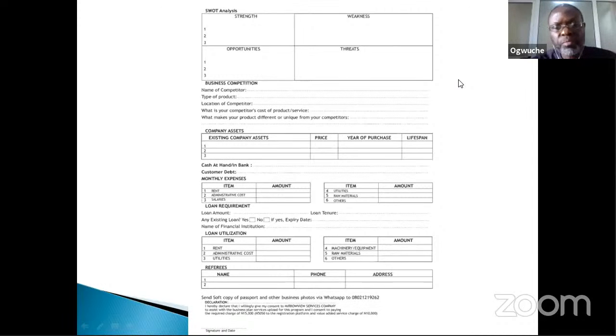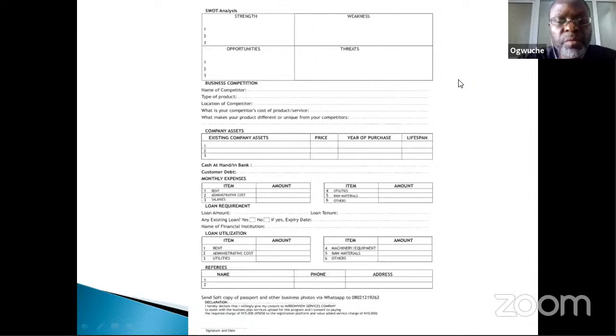But if you don't have any and you're just trying to start a business, even your own personal vehicle becomes part of the company assets. You can indicate it. If you have a car, you can write it out as part of your company assets. It doesn't have to be that you must have a company. All those assets that are personal to you, your laptop and things like that, can all be listed as your company assets. Cash at hand and in bank, you can leave those out. Customer debt, leave that out.